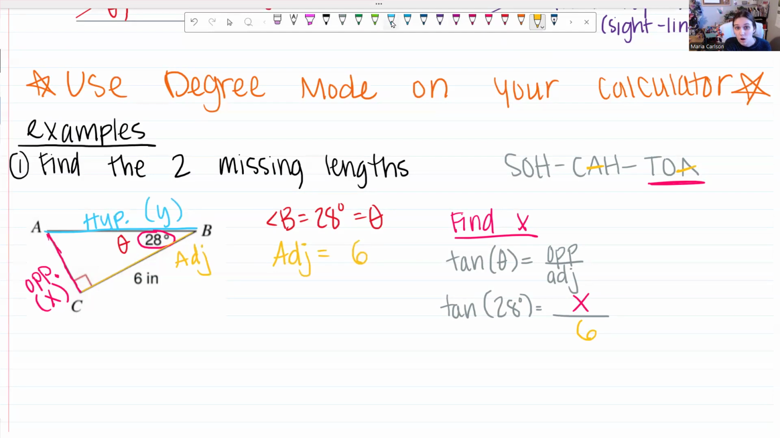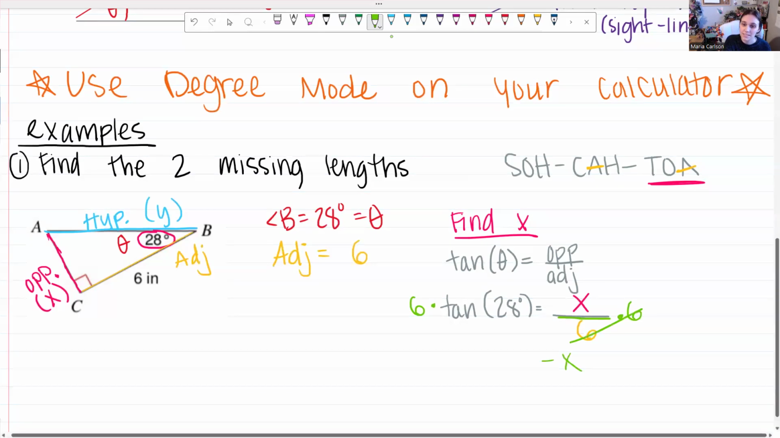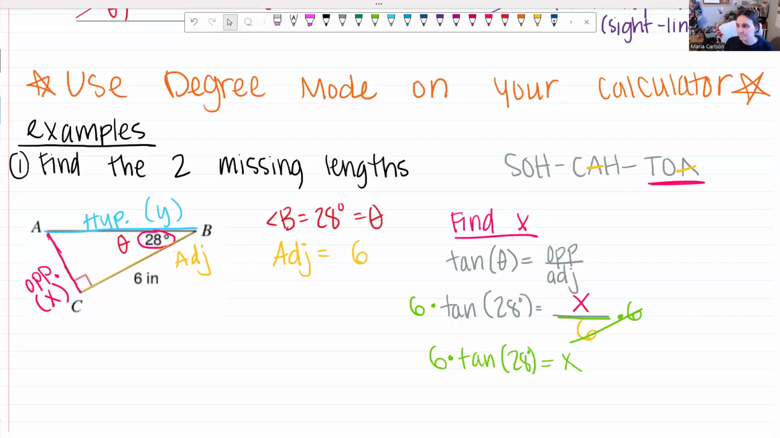Now to actually solve, to get X all by itself, I need to undo the division by multiplying both sides by 6. And when I do that, the 6's on the right will cancel. So I know that X is equal to 6 times the tangent of 28 degrees. So now I need to go into my calculator.